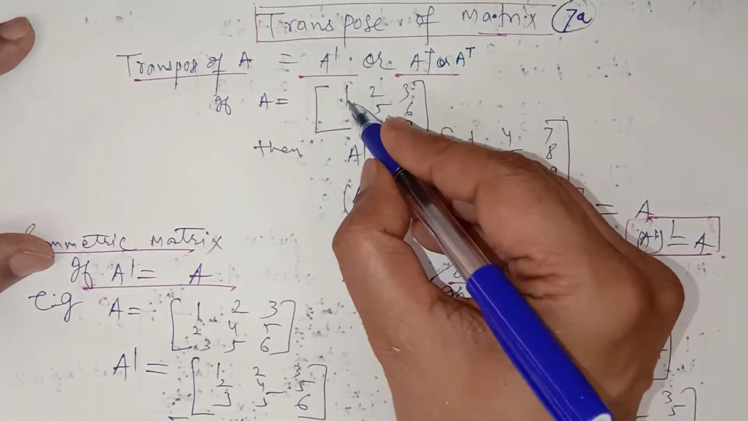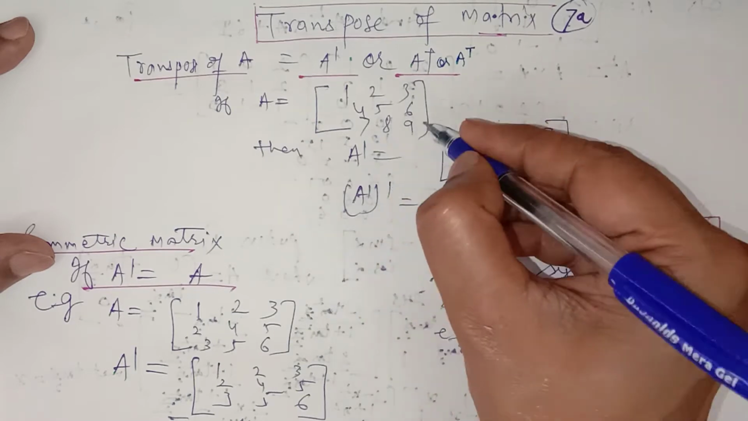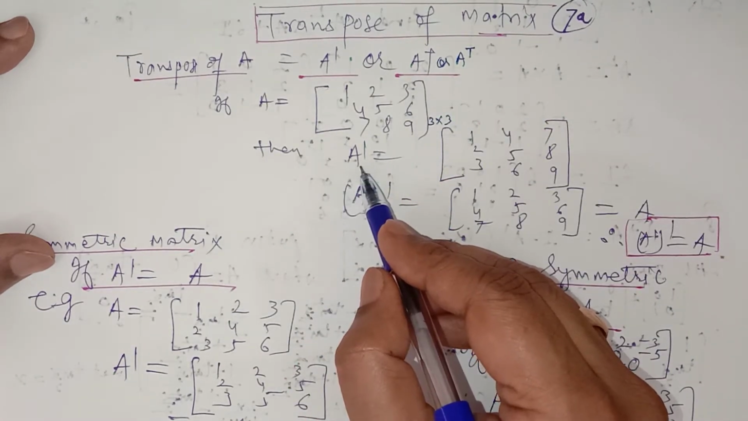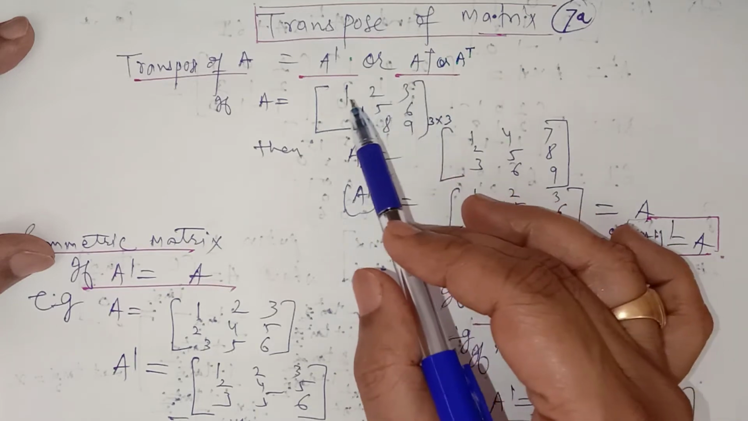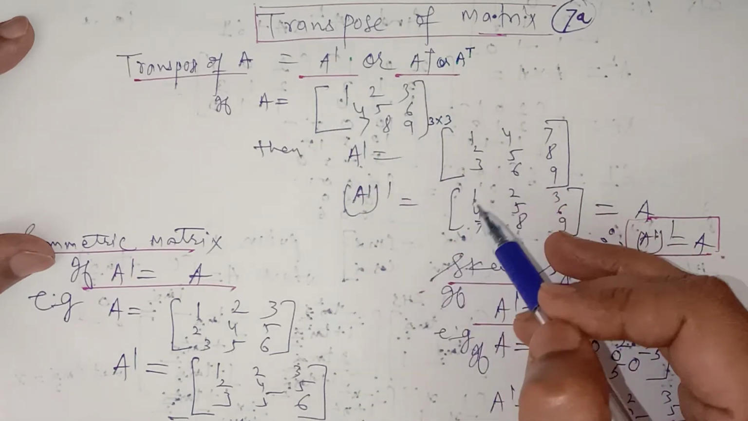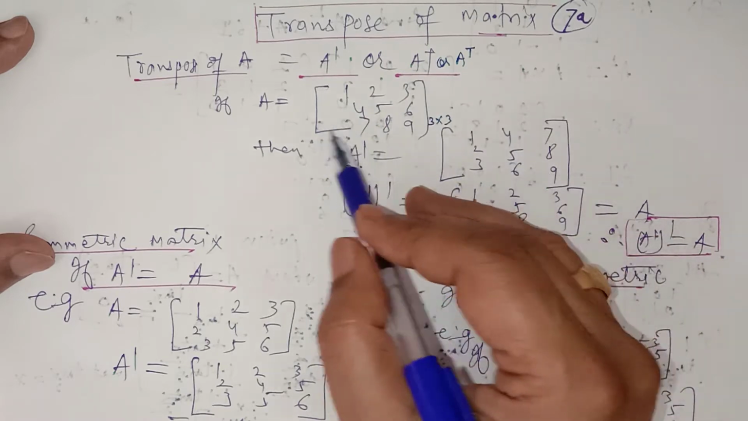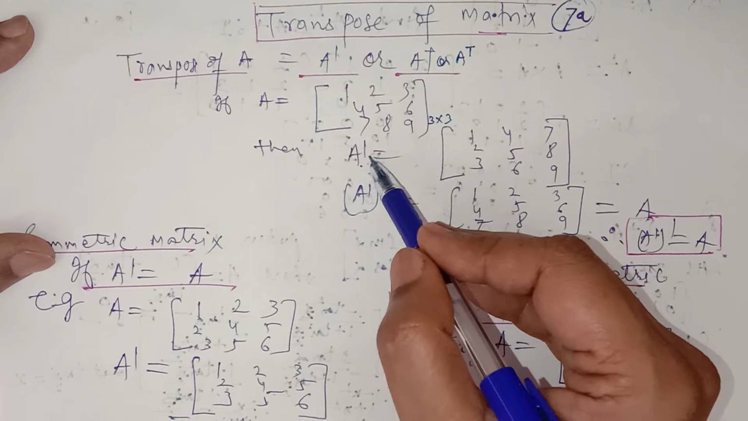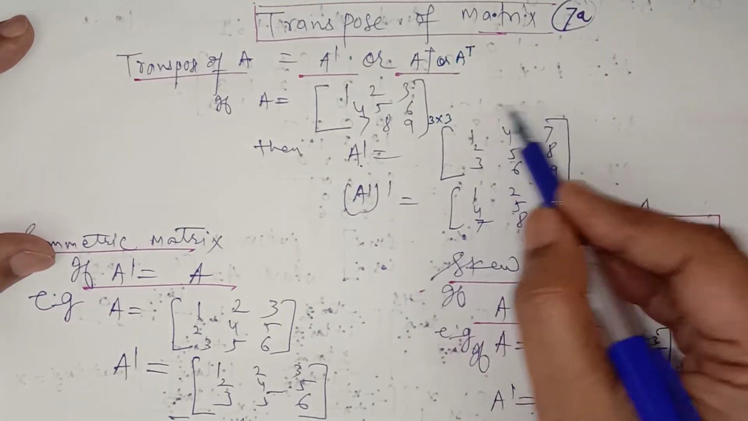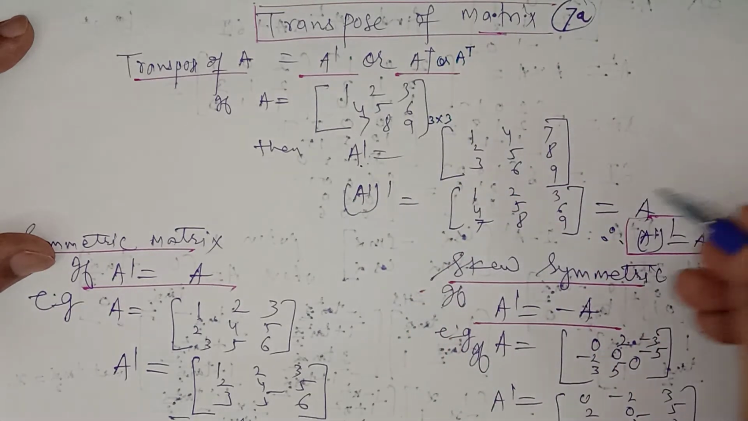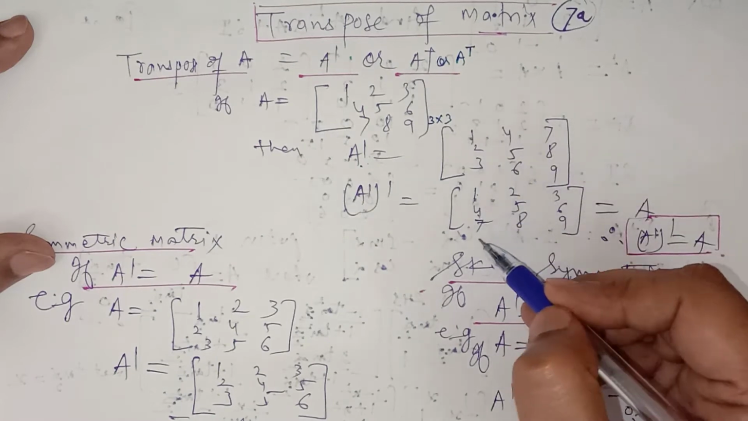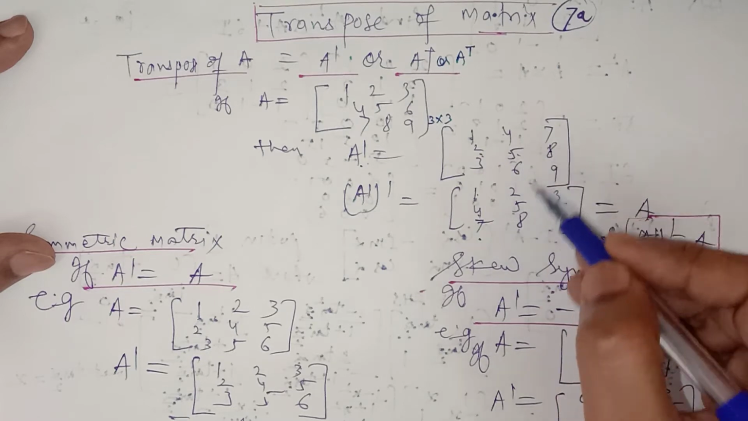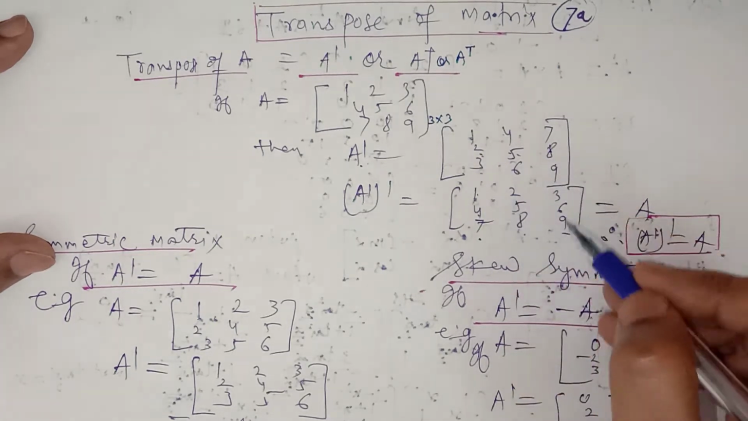Suppose we have the matrix 1, 2, 3, 4, 5, 6, 7, 8, 9, that is of 3 by 3 order. So for A transpose, you have to interchange rows into columns and columns into rows. The first row will become the first column, the second row will become the second column, and the third row will become the third column. Now, if we find the transpose of this matrix again, 1, 4, 7 will become the first column, 2, 5, 8 will become the second column, and 3, 6, 9 will become the third column.